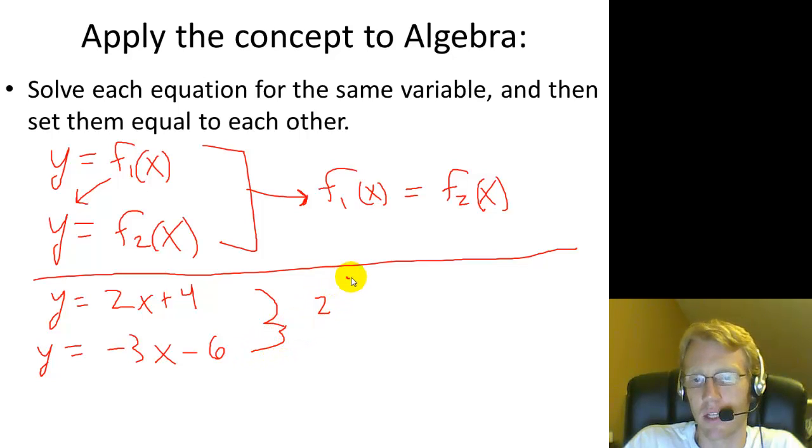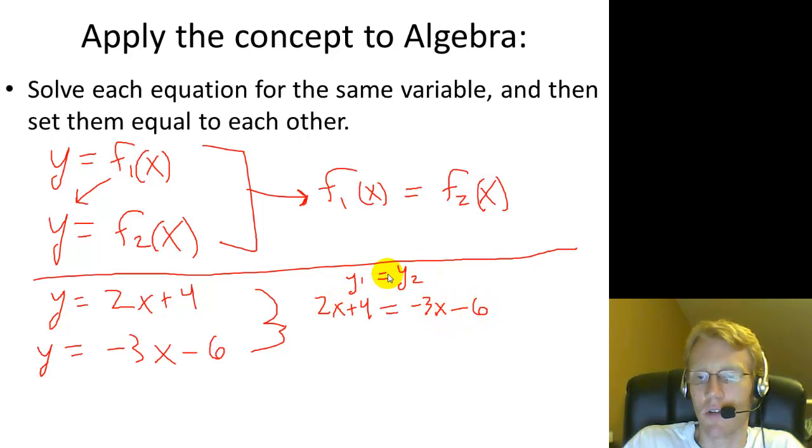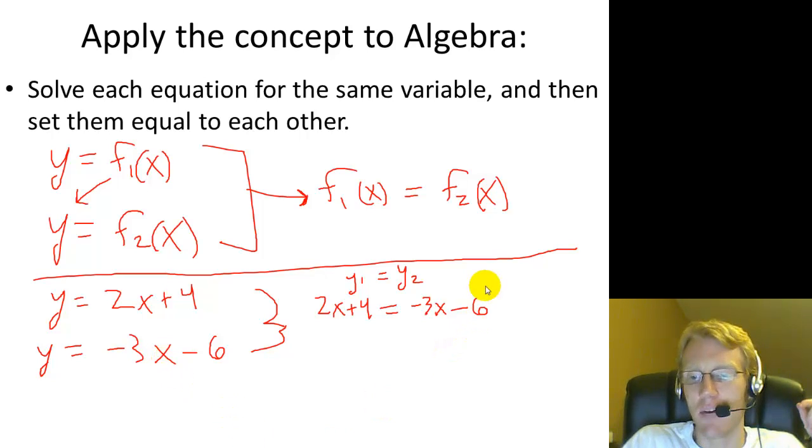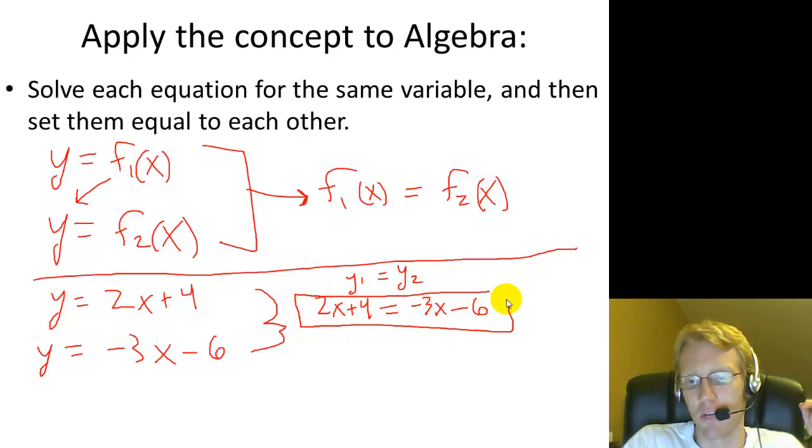So I can say that the y for the first equation has to equal the y for the second equation. Therefore the y value for the first equation is 2x plus 4, and for the second equation it's negative 3x minus 6. If the two y coordinates are the same, then the overall function here, 2x plus 4, and the overall function here, negative 3x minus 6, also have to be the same. So you set the two pieces equal to each other, and now we've got an equation with just one variable, so we can solve it for the x coordinate. I'll subtract 4 from both sides, and I'll add 3x to both sides.